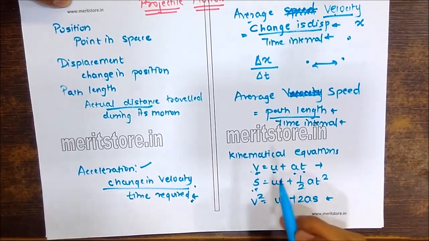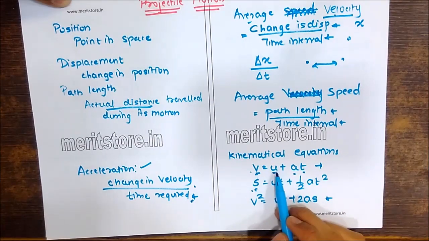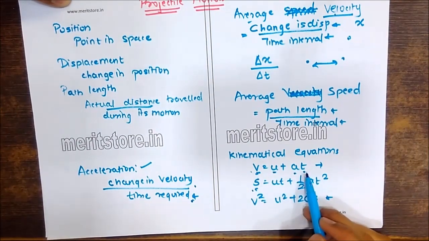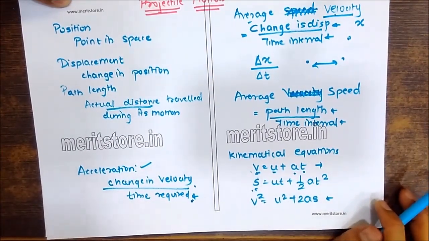Rest all of them are the same. v is the final velocity, u the initial velocity, a will be your acceleration, t will be your time, and s will be your displacement.